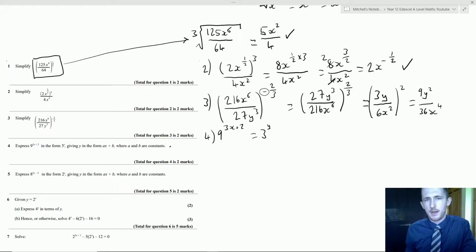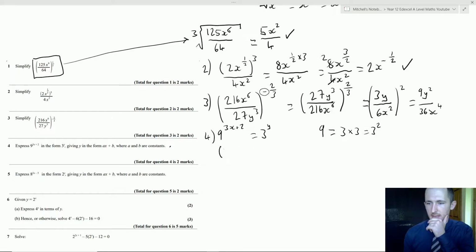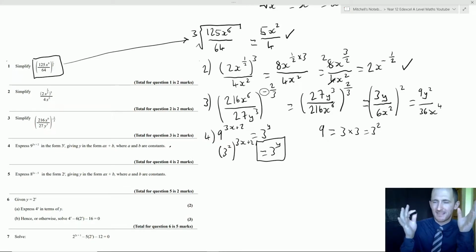So how can I write the number 9? By that I mean, how can I write the number 9 in terms of 3? Well, it's 3 times 3. What's another way of writing 3 times 3? 3 squared. I think you might be getting what I'm trying to do here. So I can write this thing here as 3 squared all to the power of 3x plus 2. Okay, and that equals 3 to the power of y. There are 2 ways to do this. You don't have to write this equals 3 to the power of y. If you don't want to, it's not really necessary. It's technically more mathematically correct, but you don't have to.